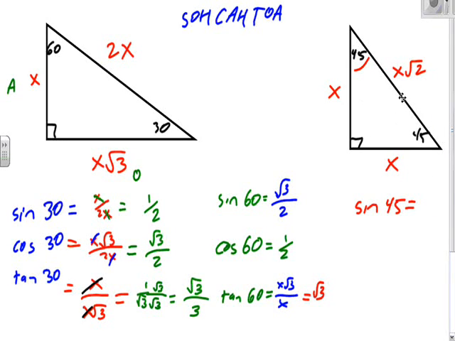Opposite over hypotenuse would be x over x times square root of 2, which if we use the same trick we did to get rid of the square root in the denominator, multiply by square root of 2 on top and bottom after we cancel the x's, we would get 2 on the bottom and a square root of 2 on top.